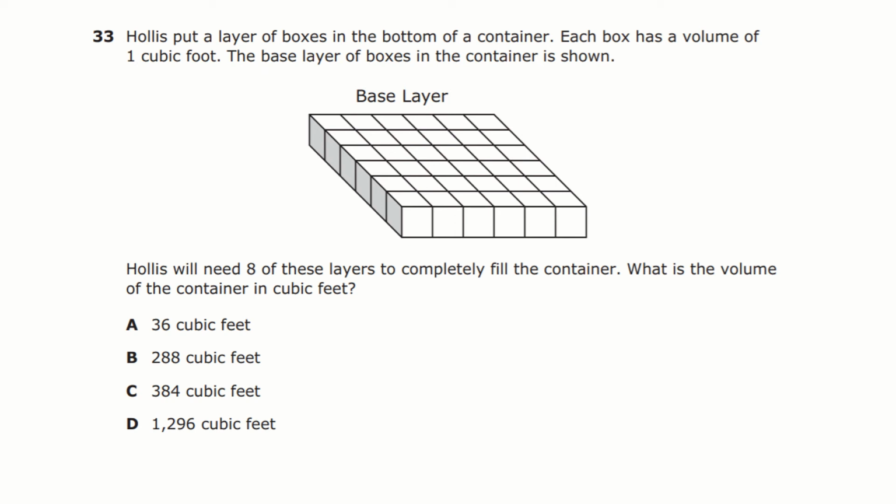Hollis put a layer of boxes in the bottom of a container. Each box has a volume of 1 cubic foot. So, just a side note, the units in a problem are very important, and in this case it is feet. The base layer of the boxes in the container is shown. So the base bottom layer is shown right here.